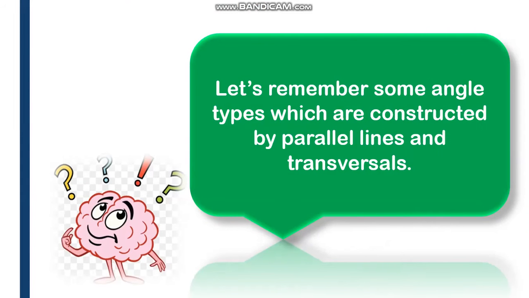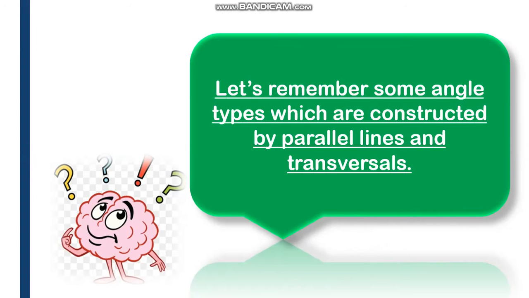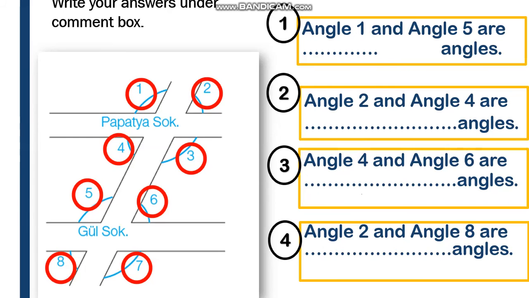Now, let's remember some angle types which are constructed by parallel lines and transversals. Now, you are seeing four questions. I want you to stop the video and write your answers under comment box. Let's start. First question says angle 1 and angle 5 are blah blah angles. Yes, angle 1 and angle 5 are corresponding angles.